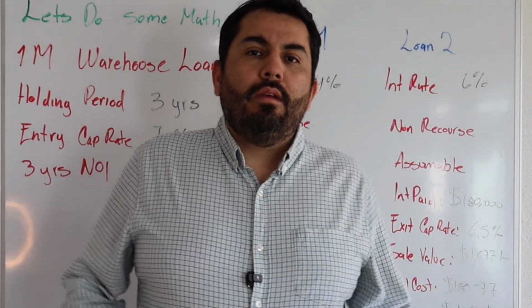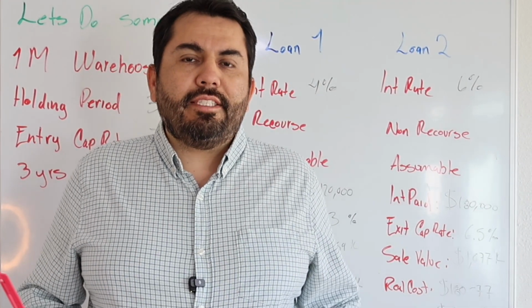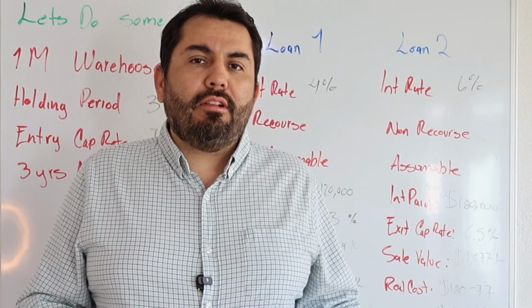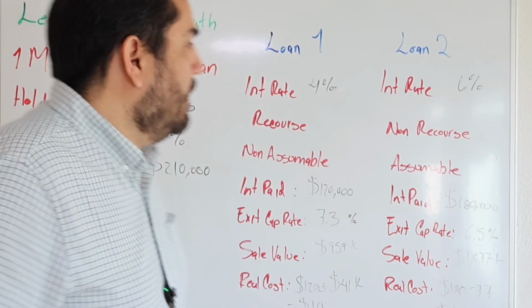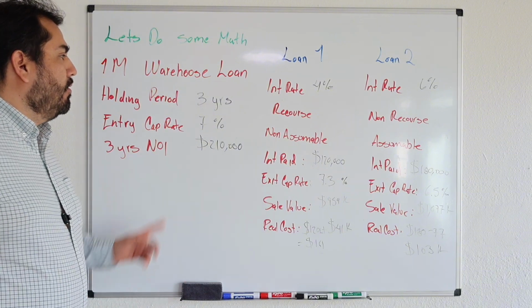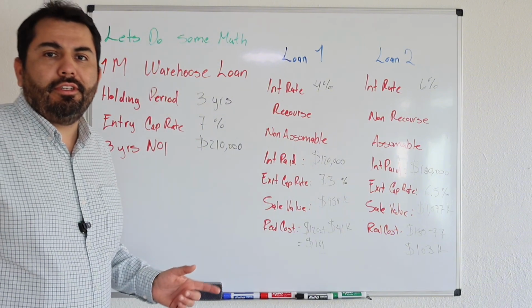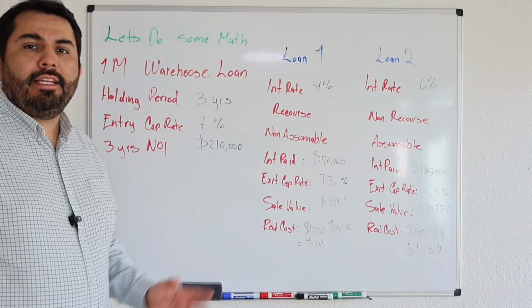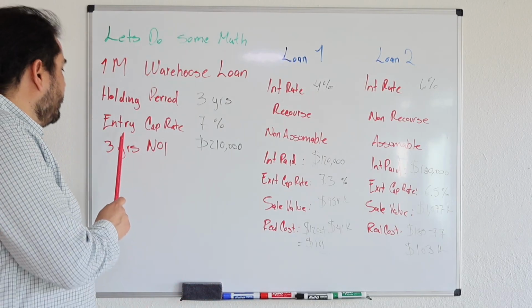Okay, so now let's see an example of how a property with 2 different loans with different clauses would look like. Here we have 2 loans for a 1 million warehouse. The holding period for this warehouse is 3 years. So we are purchasing a property, holding 3 years, and then selling it after the holding period.